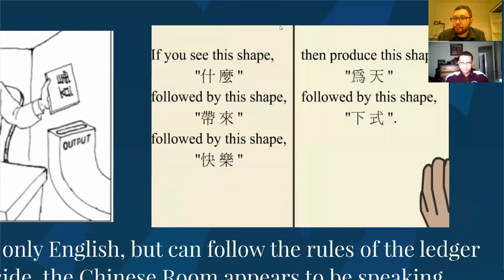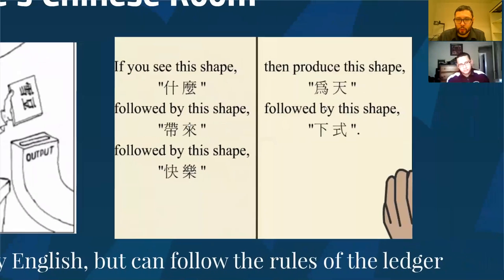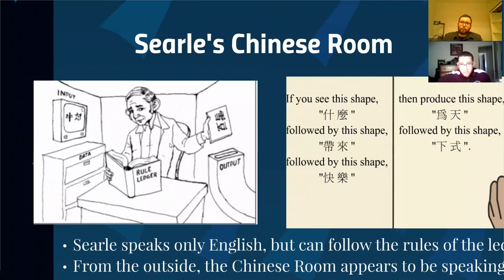If the rule book is sophisticated enough, then the output that you put here will be sensible responses to this input. So the input are questions written in Chinese, and the output are responses to those questions, also written in Chinese. And they're appropriate responses to those questions given the input. And if the rule book is good enough, then you can create a bunch of rules that do this kind of association. So Searle says, look, I can follow these kinds of rules. So I can put the right outputs given the right inputs.